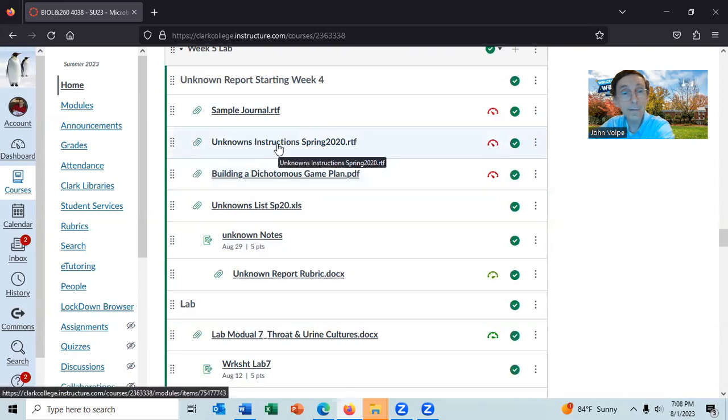So let's talk about the instructions for doing the unknown report. This report will be done all online, but a long time ago when we first went to online, we decided to keep the unknown report where we used to give students who came into the lab a bacteria species, and then for the rest of the term, they ran different tests to try and identify the bacteria species. You're still going to do this project, only you're going to do it online.